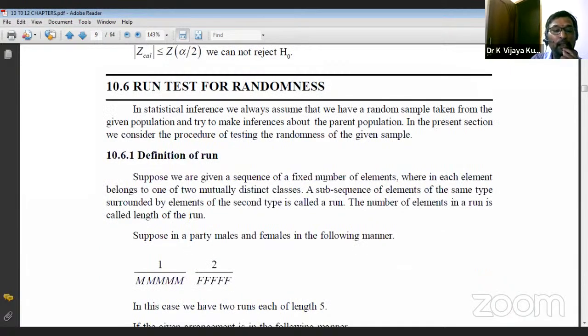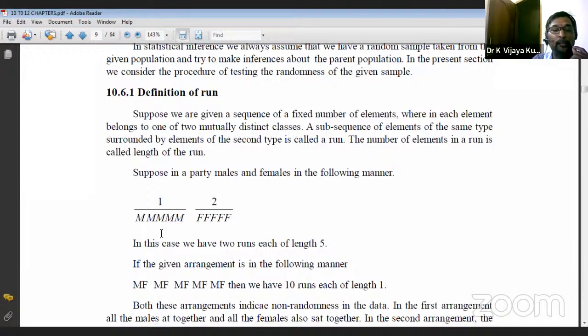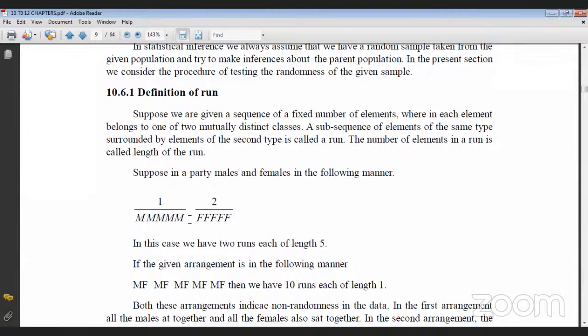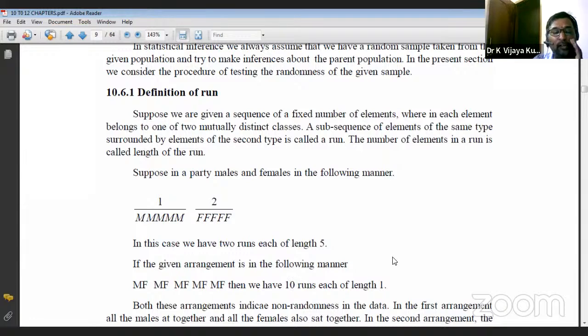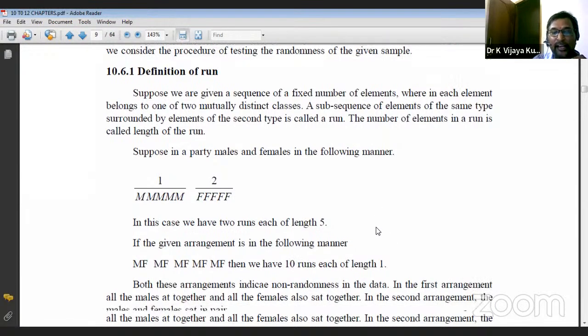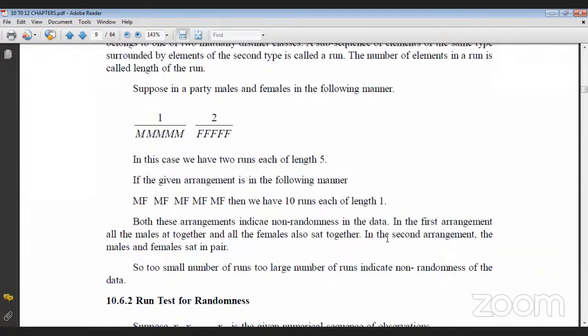Suppose in a party, males and females are seated in the following manner. Look at this: all the males together, all the females together. How many males are there? 5. How many females? 5. Can I write MF, for 10 runs? Yes, sir.